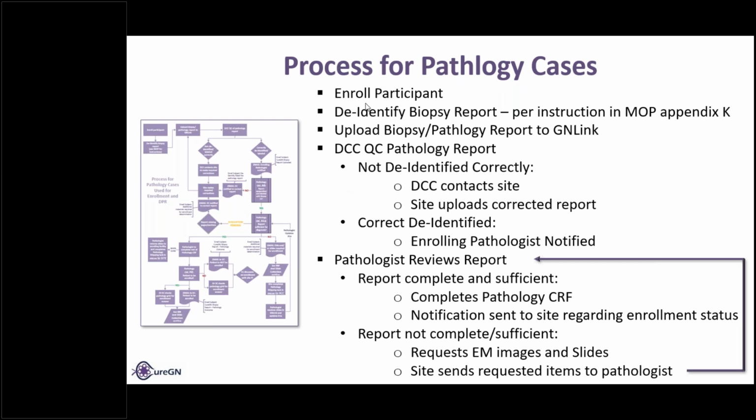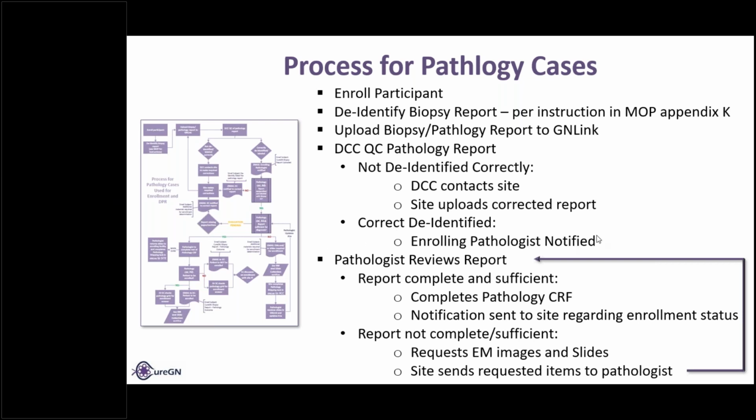So you enroll a participant, you de-identify the biopsy report per the instructions in the MOP Appendix K. You upload the biopsy or pathology report to GN Link. Then the DCC will QC the pathology report. If it's not de-identified correctly or it's not labeled correctly, we contact the site and then you correct the report and upload it.